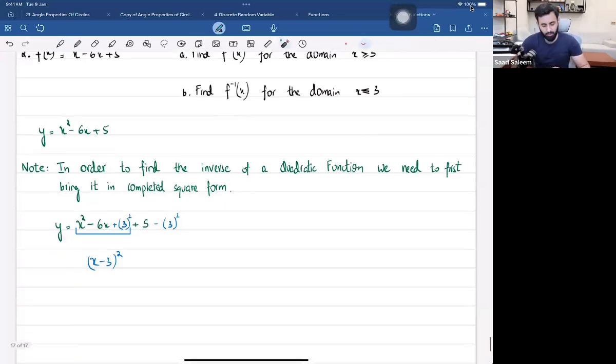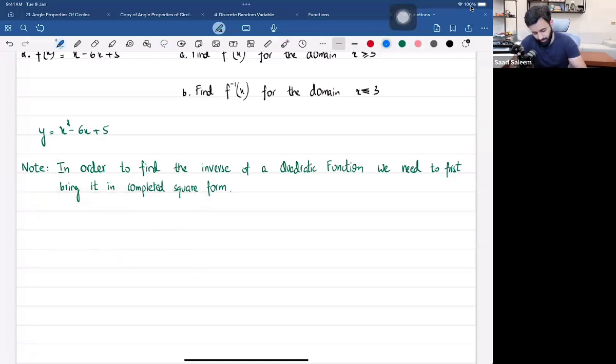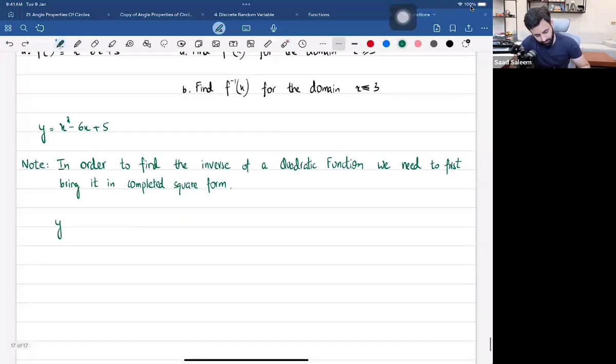So I'll just go over it one more time. Here is what you do. You write down the first two terms as is, y equals x squared minus 6x. You leave a bit of space and then you write the constant.